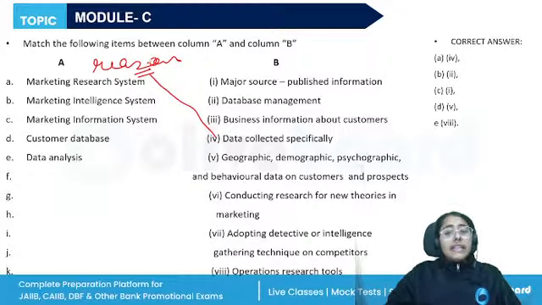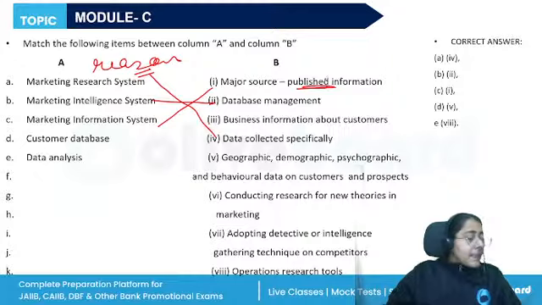Then marketing intelligence system means the database management, storing the data in such a manner it can be retrieved and used by the decision makers as and when required. Then the marketing information system, where the sources are used, primary and secondary. Primary are the customers, secondary are the published information like newspaper, articles. So the correct answer for C will be 1.